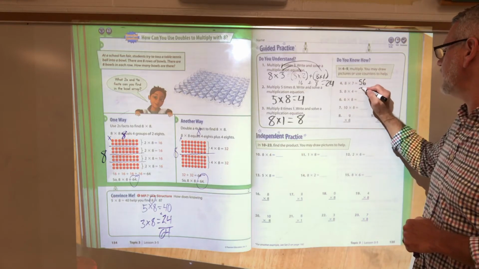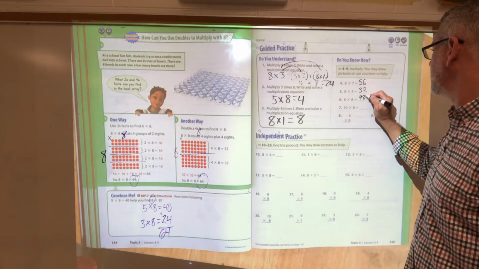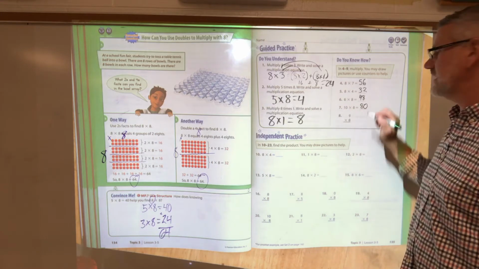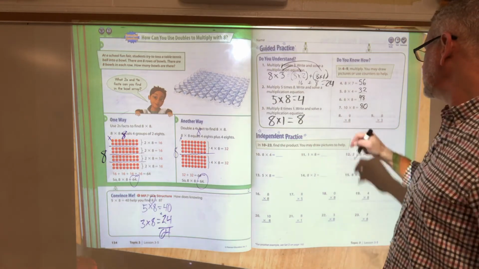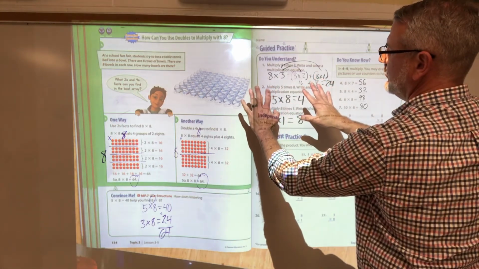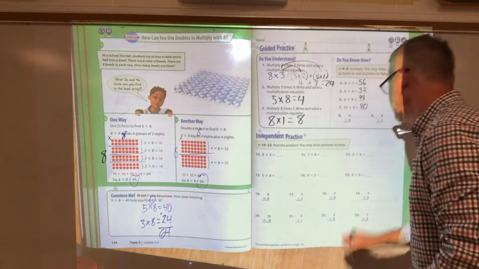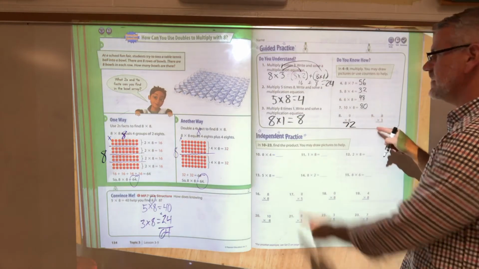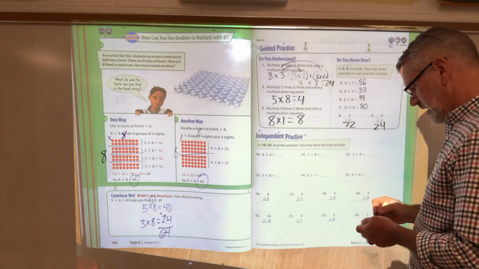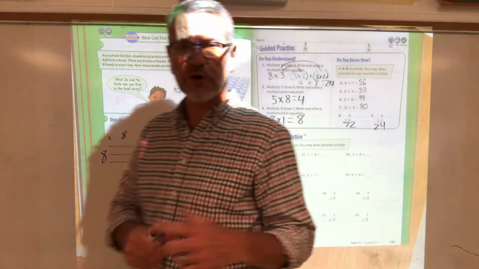8 times 4, 32. 6 times 8 is going to be 48. 10 times 8, all you got to do is put the 8 and add a 0 because it's 8 tens. 9 times 8, if you do the nines trick, 1, 2, 3, 4, 5, 6, 7, 8. Put that finger down. I got 7 and 2, so it's 72. And 8 times 3 we've done here and we did there. It's 24.